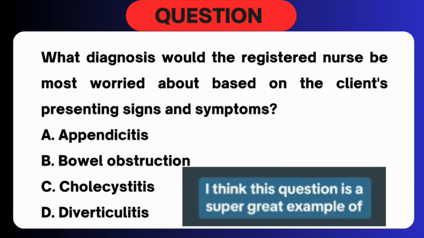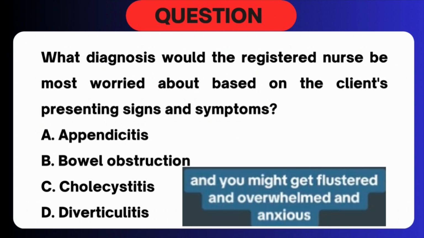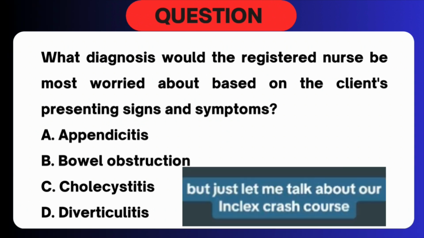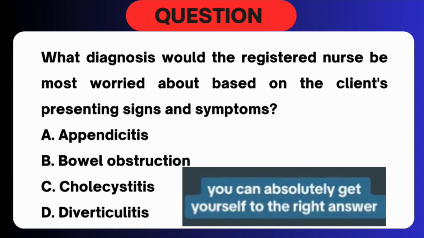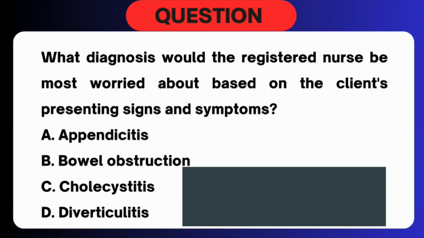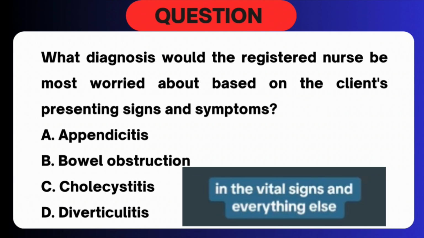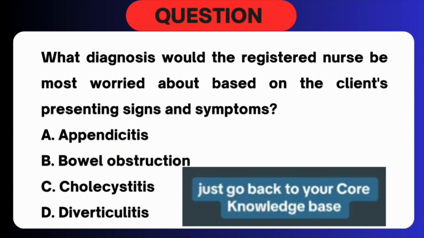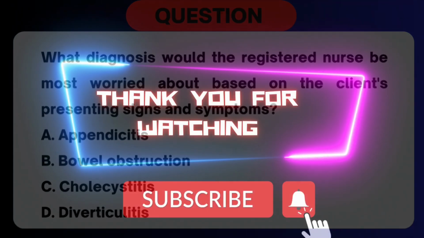And so honestly, I think this question is a super great example of how you can get all this information and you might get flustered and overwhelmed and anxious. But just like we talk about in our NCLEX crash course, if you have that core foundational knowledge, which was here a lot of anatomy knowledge, you can absolutely get yourself to the right answer. So when you're on that next generation of NCLEX, don't freak out when you see all the charts and the vital signs and everything else, all the orders. Just go back to your core knowledge base and you're going to get this question right every time. This one is definitely appendicitis.